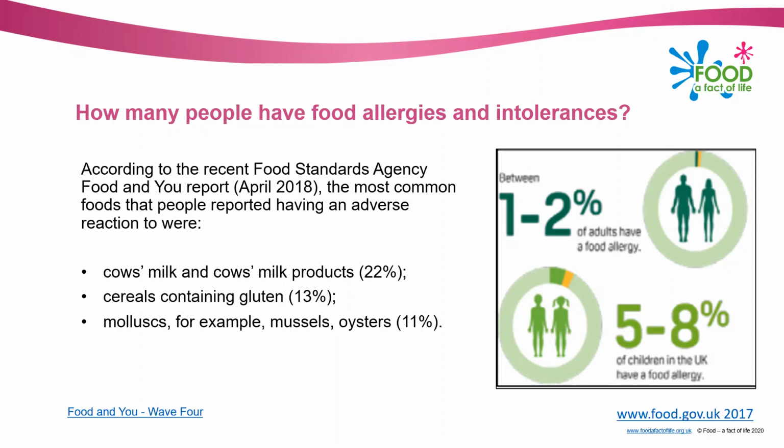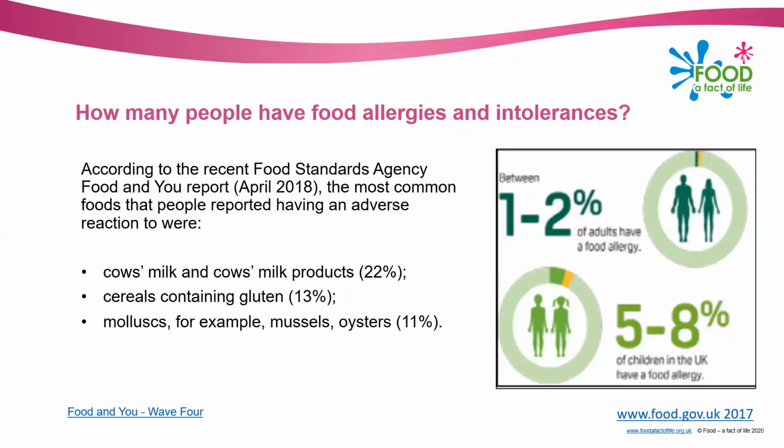And then on the right-hand side of the screen, you can see some figures from food.gov.uk about the number of people with food allergies. There are two things that I really want to pull out from here. The first is, as you can see, the number of people with food allergies for adults is slightly lower, and this is because in some cases, children can grow out of allergies as they get older.